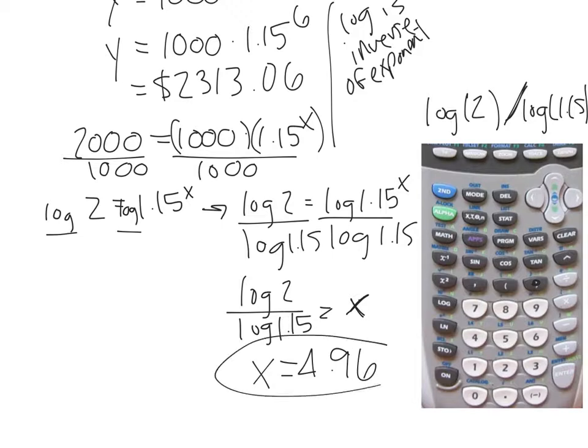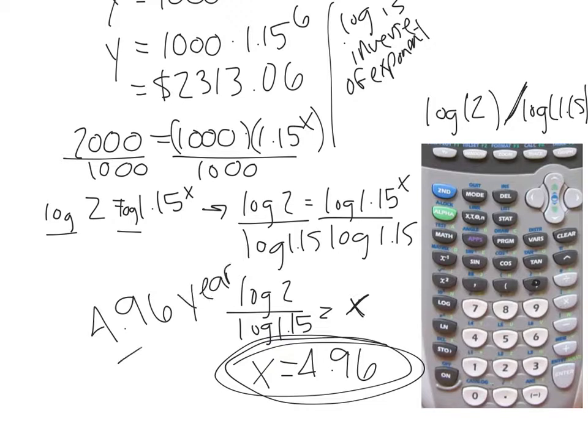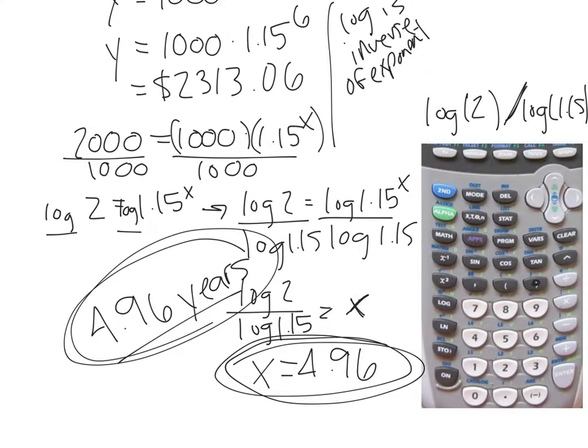This is the exact time. So if you imagine this was measured in years, it would take 4.96 years to double my money. Okay, so that is how we will always solve for time, by using logarithms. Again, if this doesn't make sense, if you can't find it on your calculator or get the same answer as me, make sure that you call me over and I can certainly show you how.